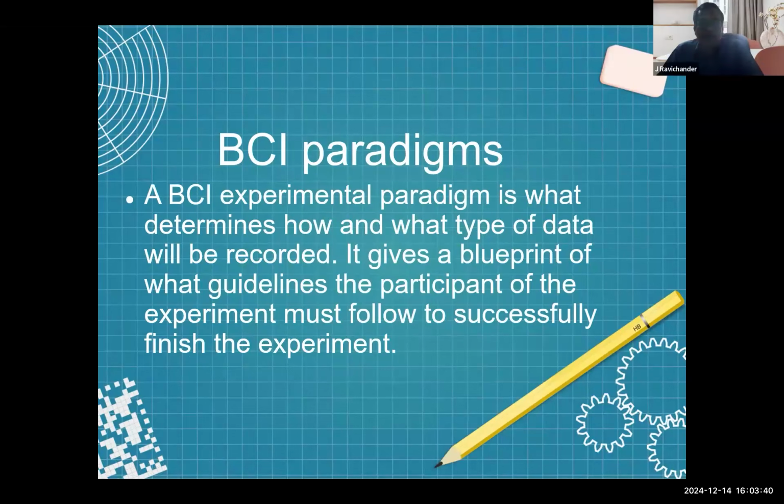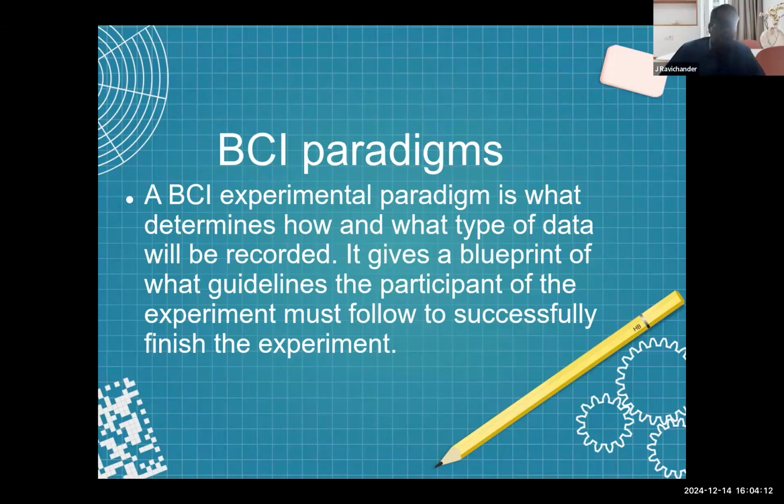Now, BCI paradigm. What are the methods we can use to identify the signals? Those methods are called paradigms. A paradigm is a method to identify the signals in the brain. We have to follow some procedure or method to detect the signals in the brain, so that is called a paradigm.